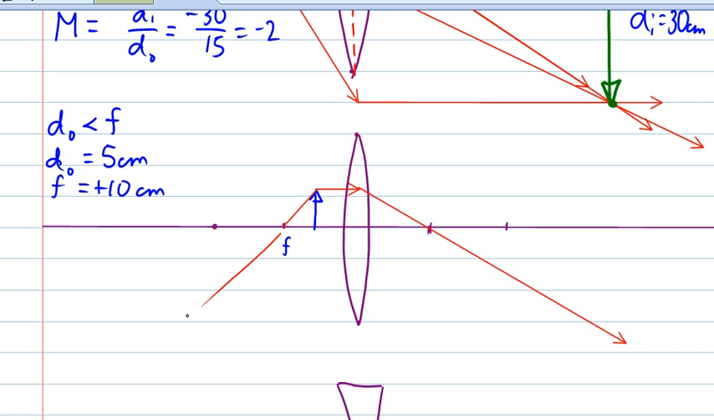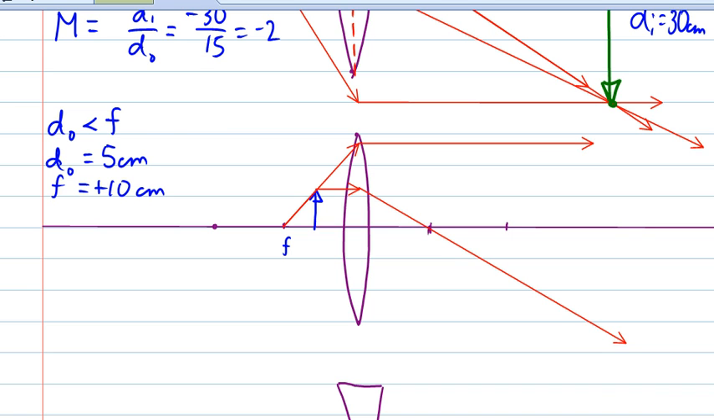So instead, what we do is we start at the focus and we go to the lens, and this one is going to be refracted. Sorry if I said reflected earlier. I don't know what's going on there. It will be refracted, so it will go parallel. And now we have the same problem as before. We have two rays that are diverging.